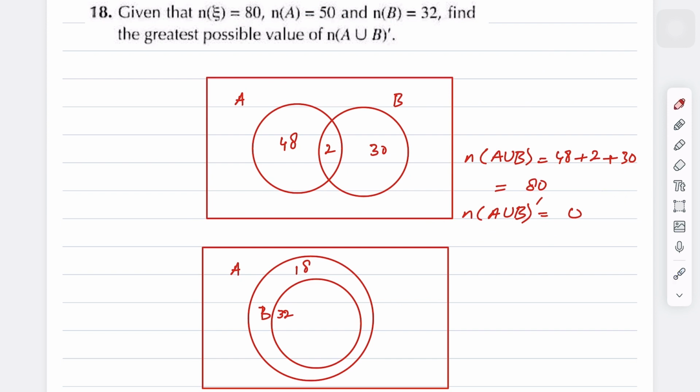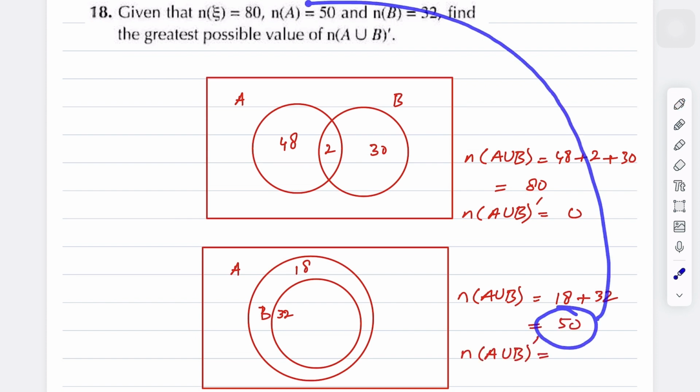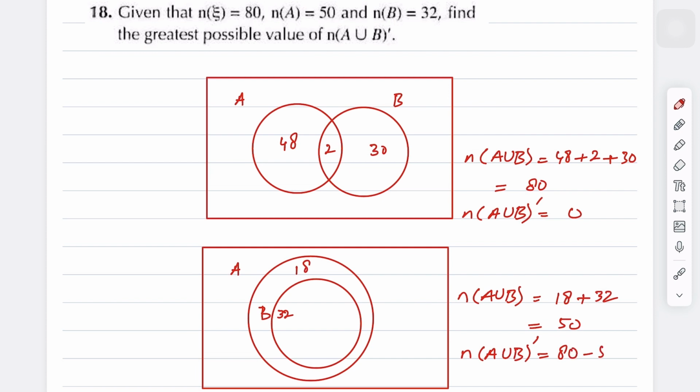So in the second possibility, if I ask you to find A union B, you will add these two elements, and that is 18 plus 32, which is 50. So you will subtract 50 from 80, because in complement we always subtract the number of elements from the universal set. So 80 minus 50 will give you 30. So now you have two possibilities. This is the first possibility and this is your second possibility, and they were interested in the greatest possible answer. So this is going to be your final answer.